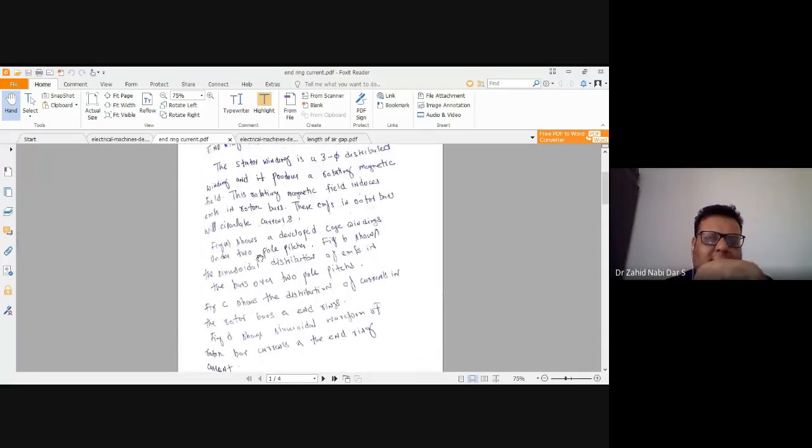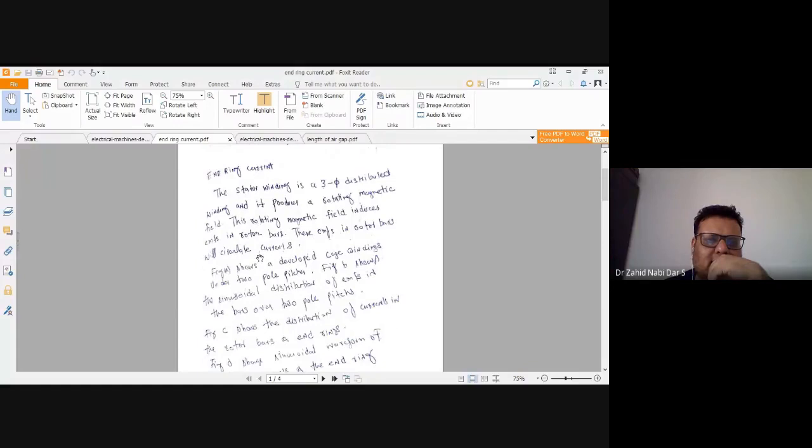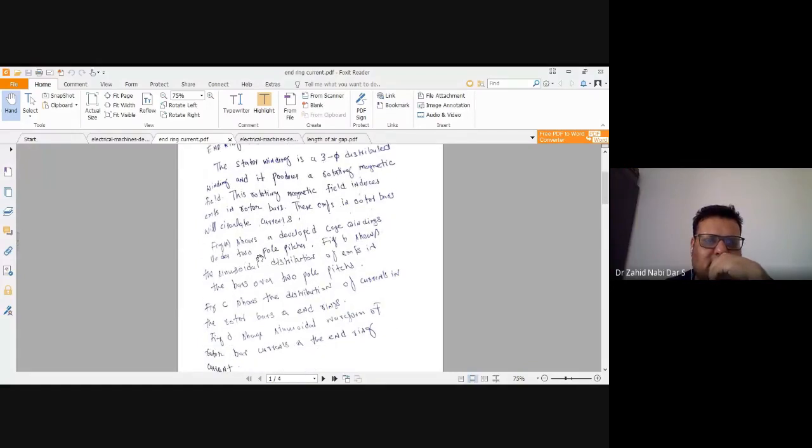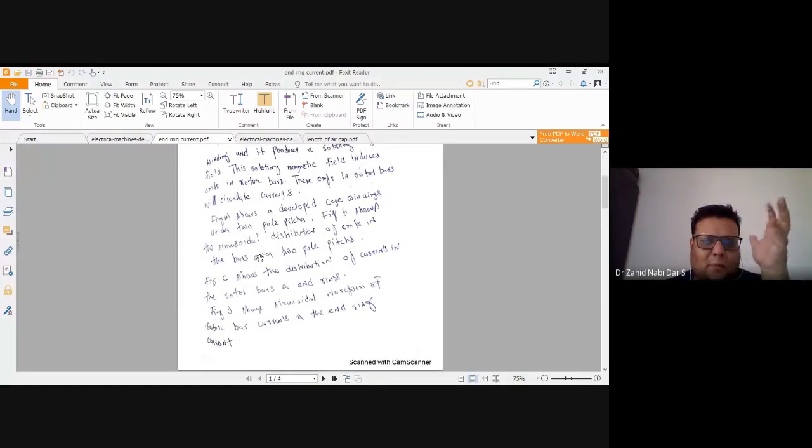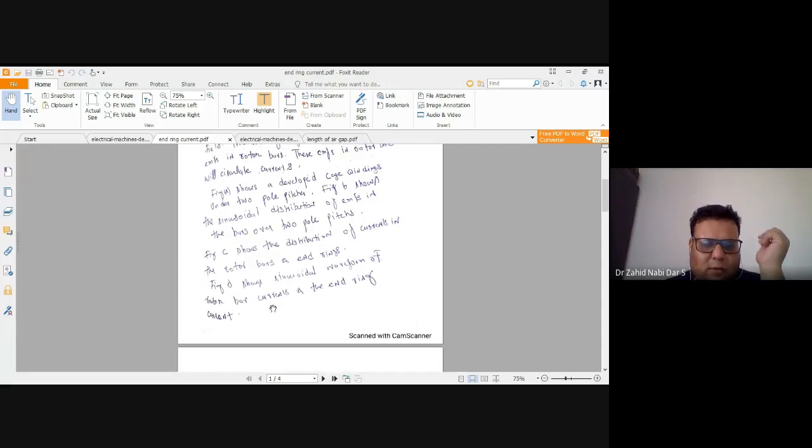Basically, when we are talking about the end ring current, this is the current that is established in the rotor bars. It is basically the maximum current, or we can say the RMS value of the current that gets established in the rotor bars. You can see the rotor bars if you are in the classroom, or you can download it from Google also. I'll show you in the next class.